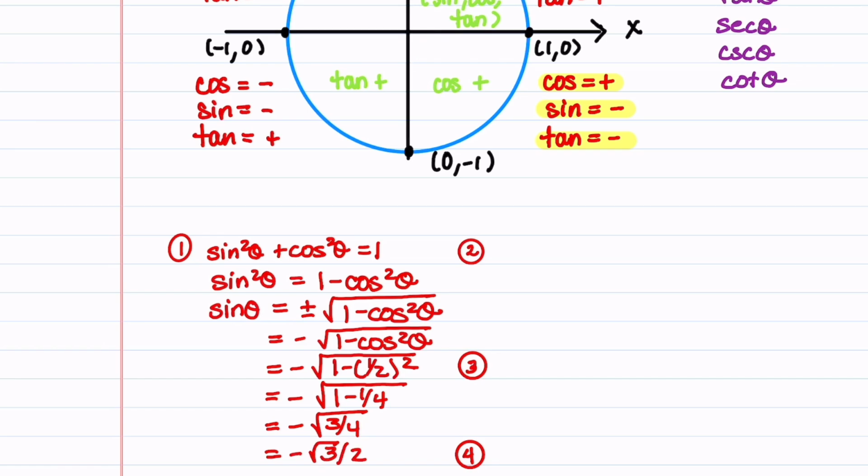We'll now find tangent theta. The ratio identity tells us that tangent theta is equal to sine theta divided by cosine theta. We just found that sine theta is minus root 3 over 2, and we were given that cosine theta is 1/2. This gives us a value of minus root 3.